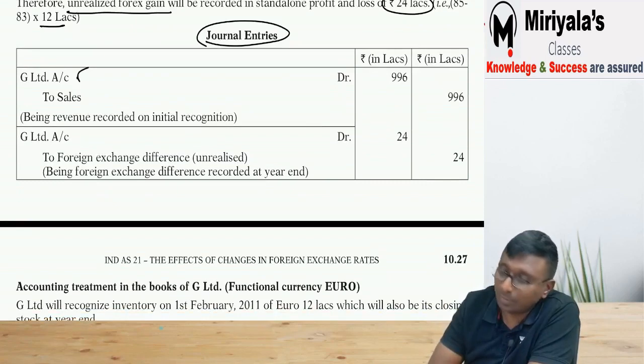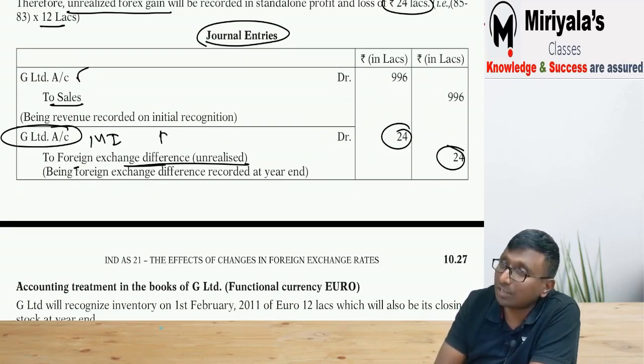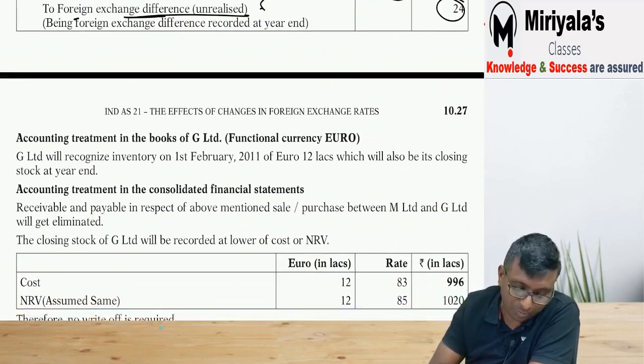G Limited is supposed to pay me. G Limited account debit to sales. G Limited account debit to foreign exchange difference. Yes, this is 24. Why? Though G Limited is a monetary item, this is a receivable, the debtor amount. Are you supposed to transfer it to profit and loss? Yeah, you're supposed to transfer.